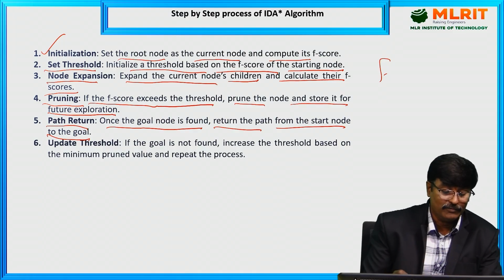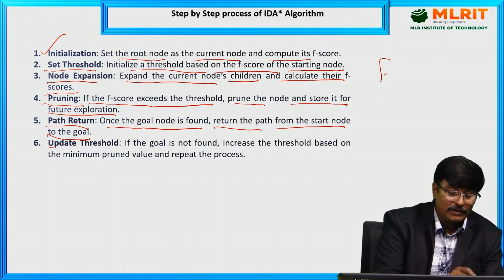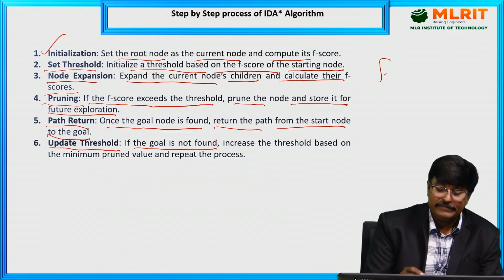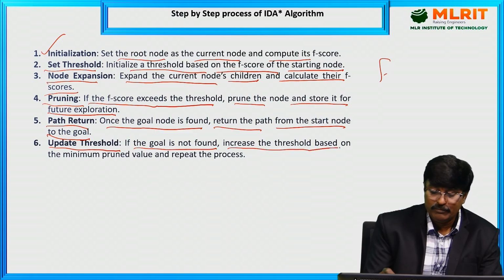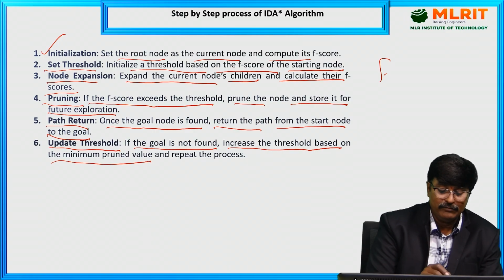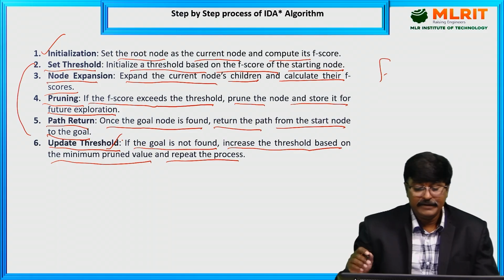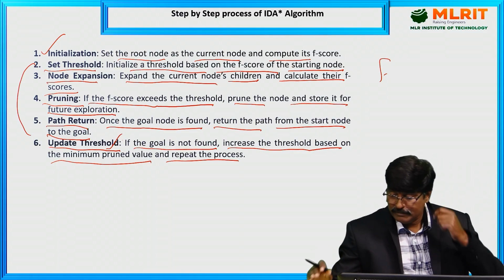How are we exploring? What is the shortest path? So update the threshold value. If the goal is not found, then increase the threshold value based on the minimum pruned value and repeat the process. This process keeps repeating and increasing the threshold value. Then you can further expand and explore.